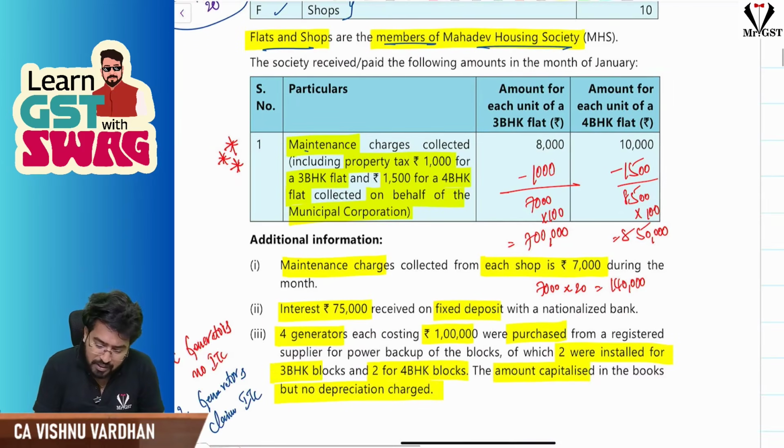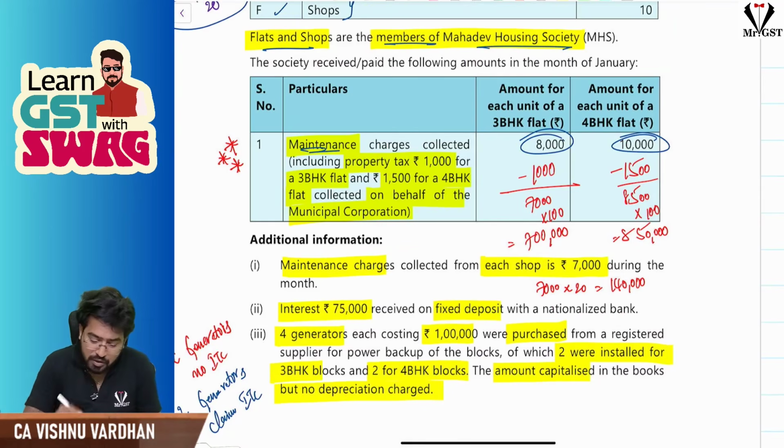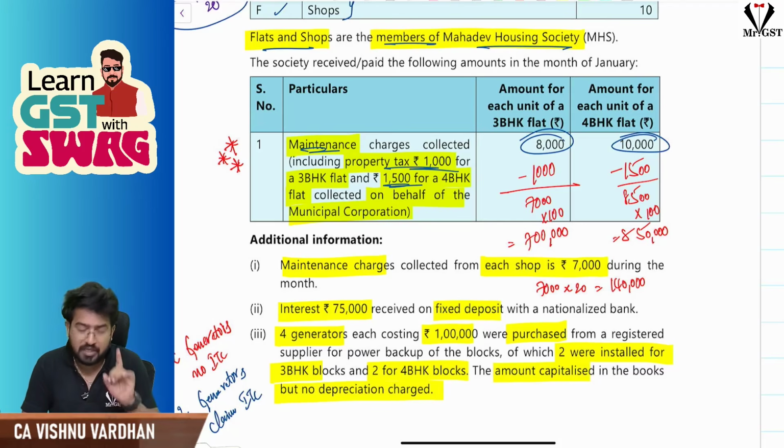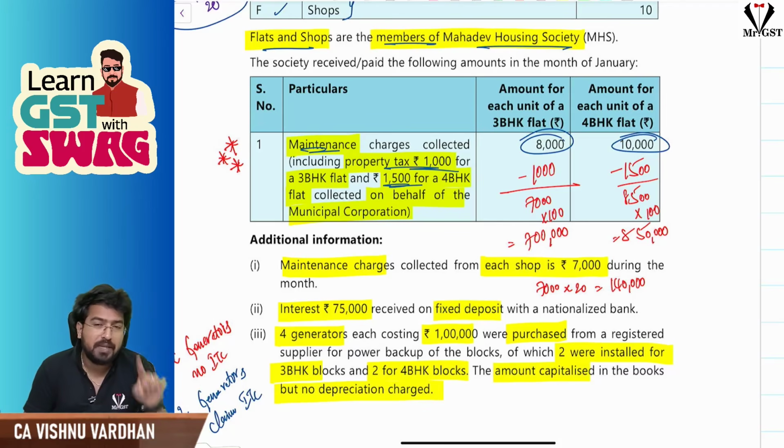Here they are charging maintenance fees of 8,000 for 3 BHK and 10,000 for 4 BHK. But this includes property tax of 1,000 rupees and 1,500 rupees respectively for 3 BHK and 4 BHK. Here one very important point for you is that property taxes, any electricity payments, and statutory dues will not be considered for calculating the 7,500 limit.